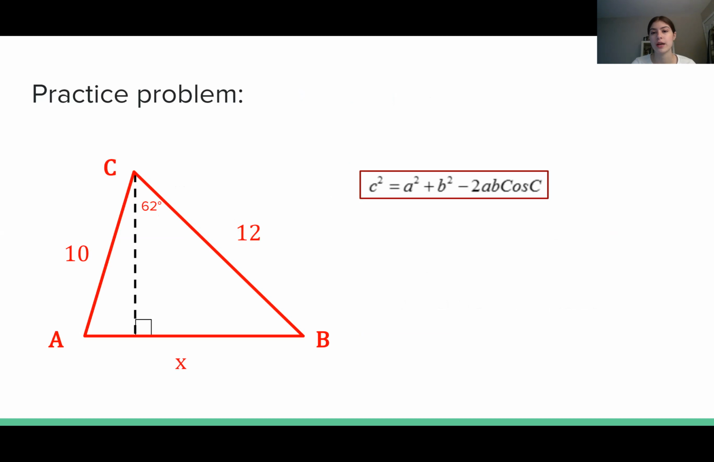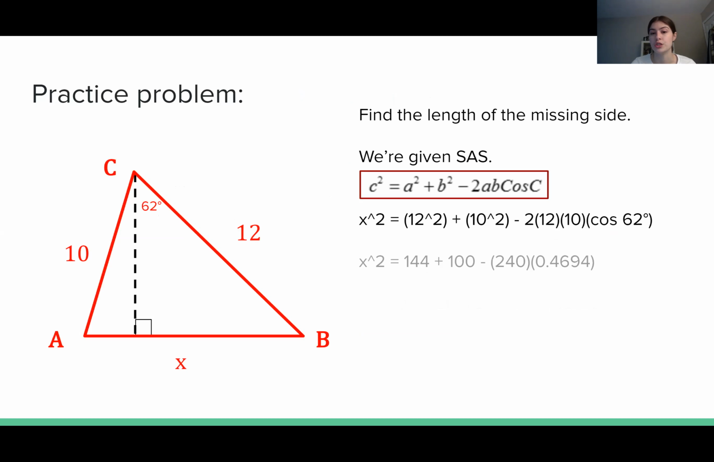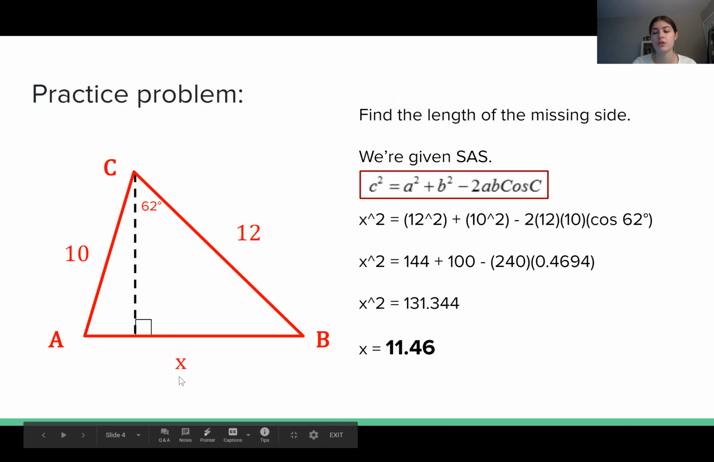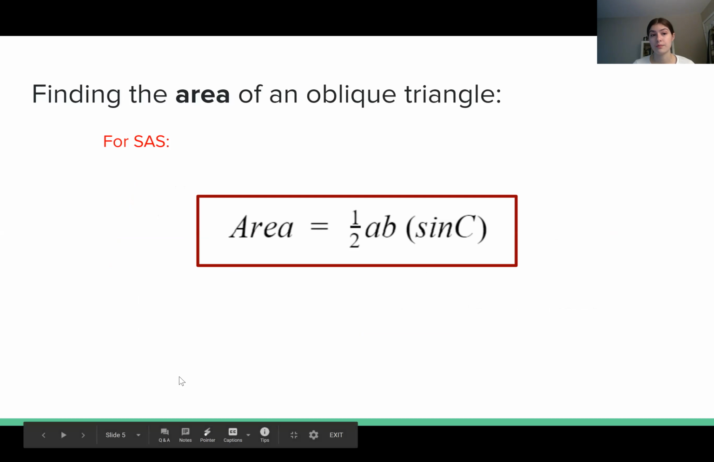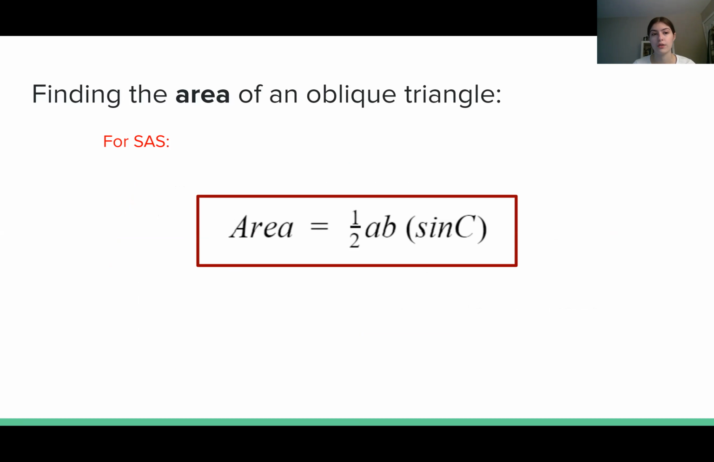All right, so here's a practice problem. I'm not going to go over that because we just did that, right? But here, like I said, side, angle, side, you'll use the law of cosines, right? You'll plug your numbers in, you'll solve for the missing side. Now, we're talking about finding the area of an oblique triangle, all right? So we're not going to be able to take a look at all of the theorems for the purposes of our class. We're only going to take a look at a few.